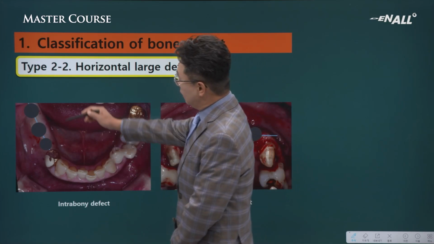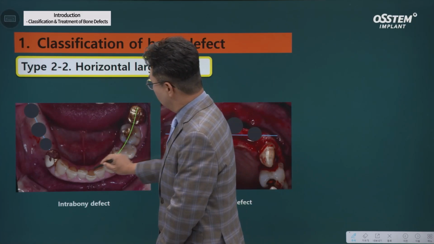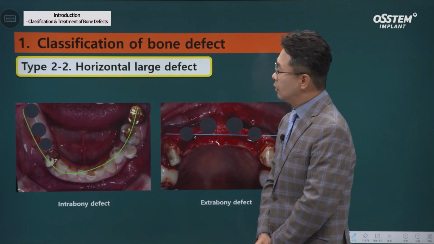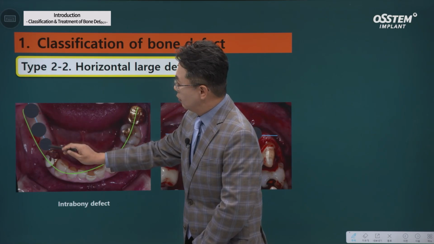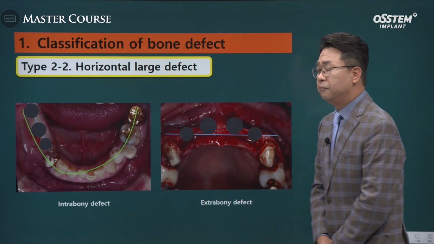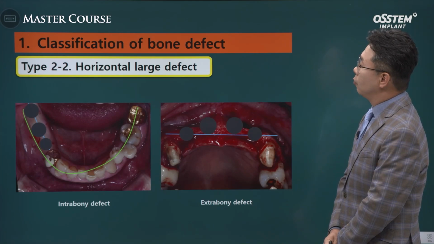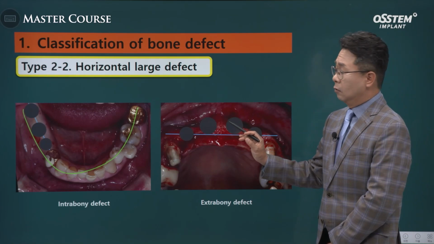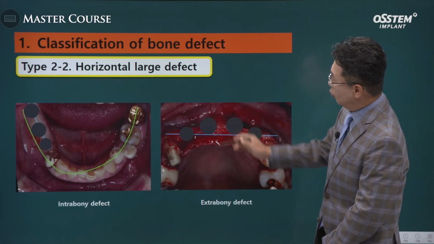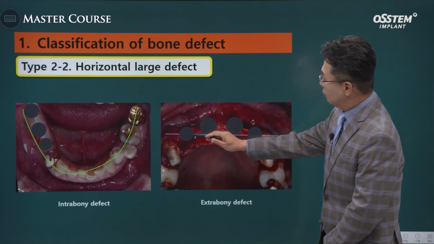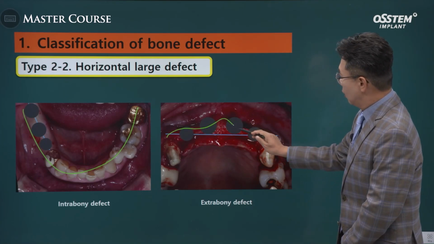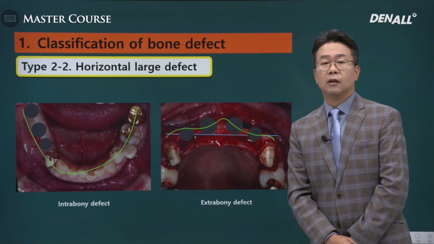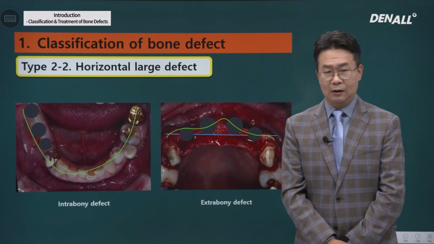As shown on this image, if the arch contour is like this, in this case, the implant placement position is within the boundary. Therefore, we can call this intrabony defect. If you look over here, bone defect has continued for a significant period and extensive horizontal bone loss occurred. And if the placement position is outside the adjacent architecture, this is extrabony defect.